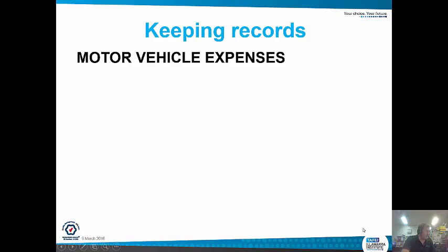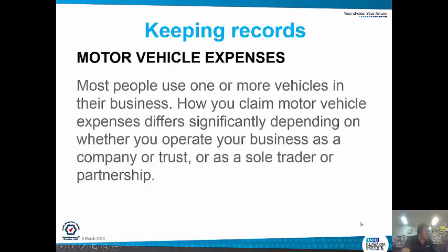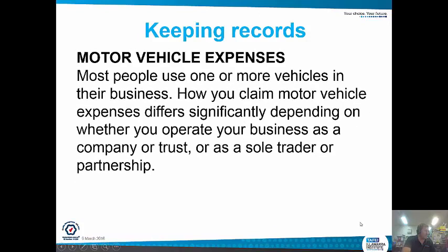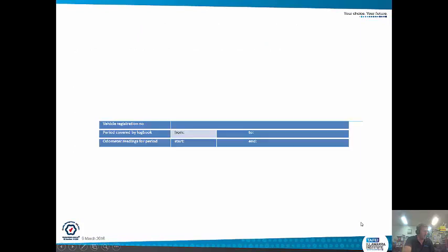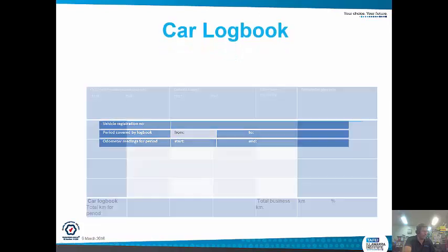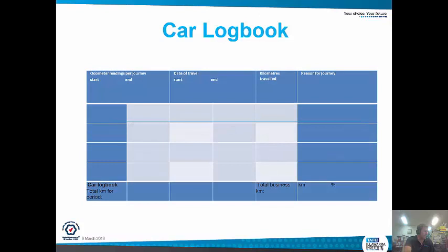Keeping records includes items like your motor vehicle expenses. So most people use their vehicles in their business, so how you claim motor vehicle expenses differs significantly depending on whether you operate your business as a company, a trust, sole trader or partner. And we have, well, that's a pretty ordinary example of a car logbook. Okay, so just filling in those details and keeping records of the kilometres taken. Alright.